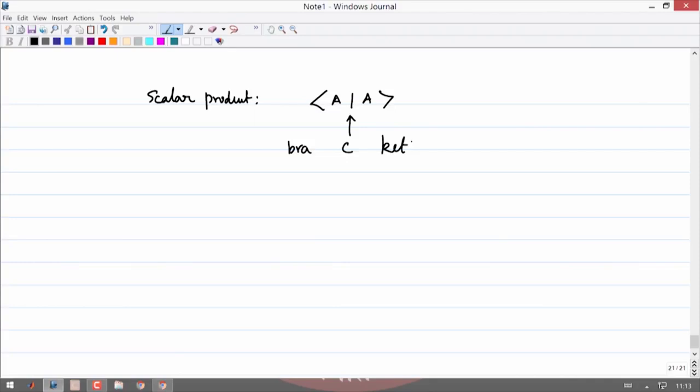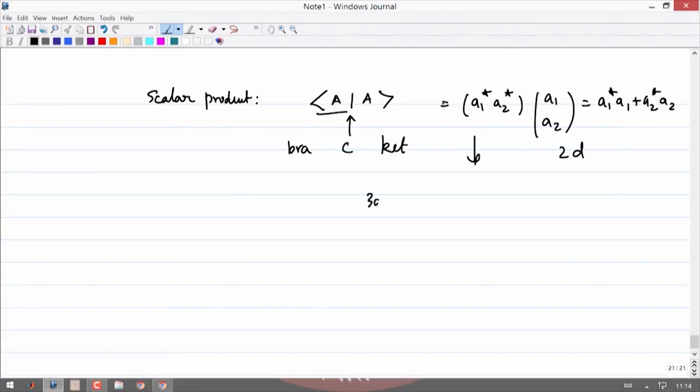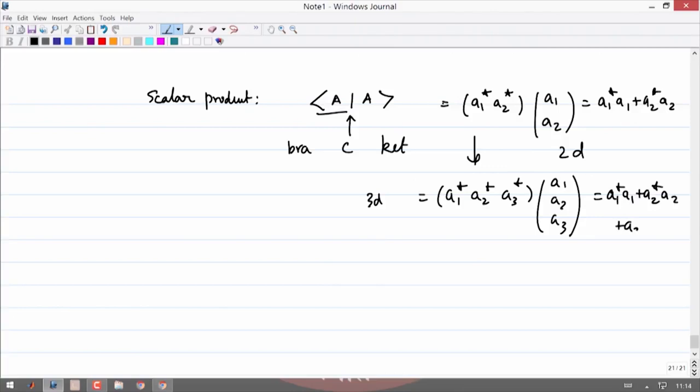So, basically bracket was defined into a left component and a right component and a connector, which is basically the relationship between them, but the bracket means something more should be there, like an operator should be there and so on. In this case, of course, you can write the bra vector A1 star, A2 star in two dimensions multiplied by A1, A2 gives you A1 star A1 plus A2 star A2. And in three dimensions, this will be A1 star, A2 star, and A3 star multiplied by A1, A2, A3, giving you A1 star A1 plus A2 star A2 plus A3 star A3.